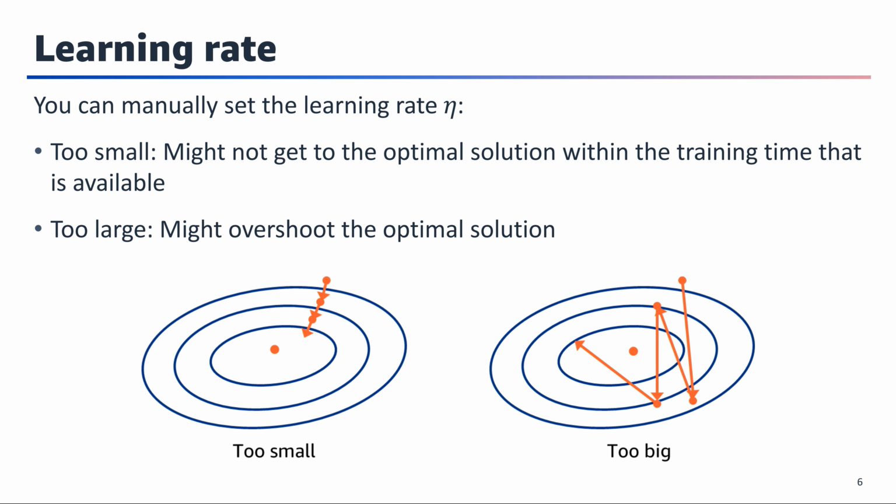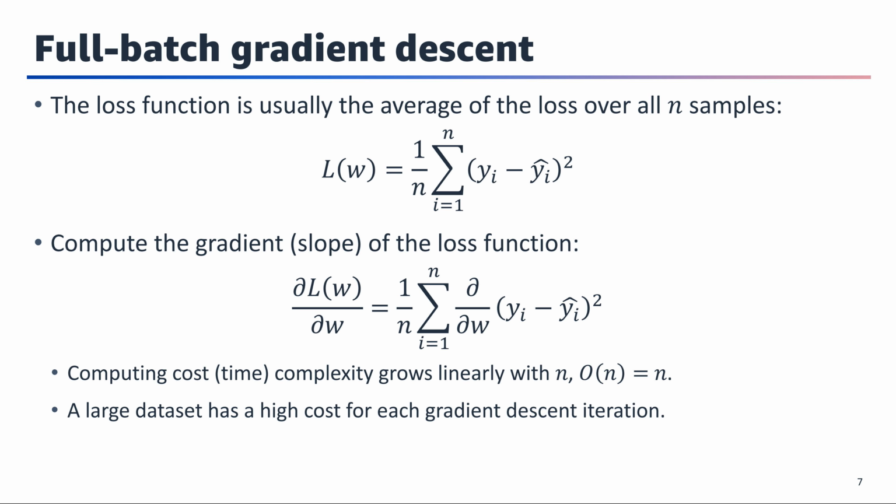You can manually set the learning rate, eta. If too small, it will update slowly, requiring more iterations to get to the optimal solution. If too large, it might overshoot the optimal solution. The objective function is usually the average of the loss functions for each example in the training dataset. For a dataset with n examples, the computing cost for each gradient descent iteration is O(n), which grows linearly with n. When the training dataset is large, the cost of gradient descent for each iteration is high.